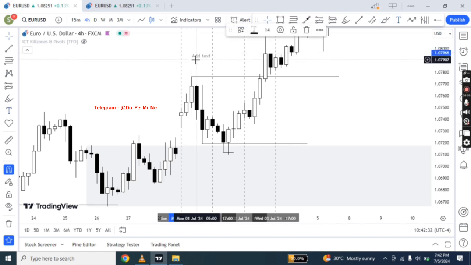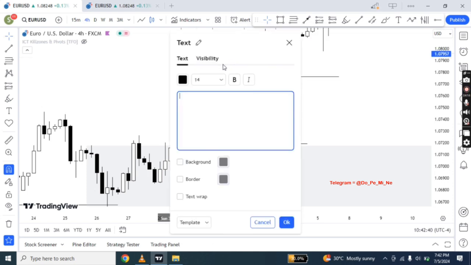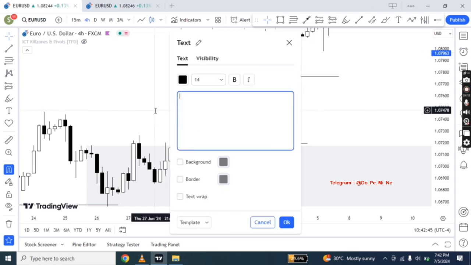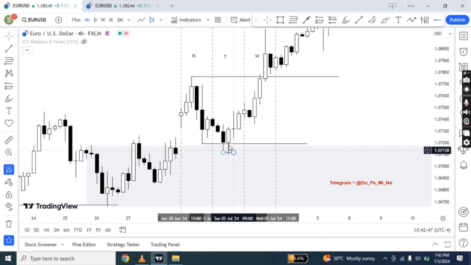So you can see Monday formed the CRT range, right? You can see the opening and closing times, and then on Tuesday we purged that CRT range low and closed inside, right? And also tested a key level on Tuesday, which is the main factor for us.